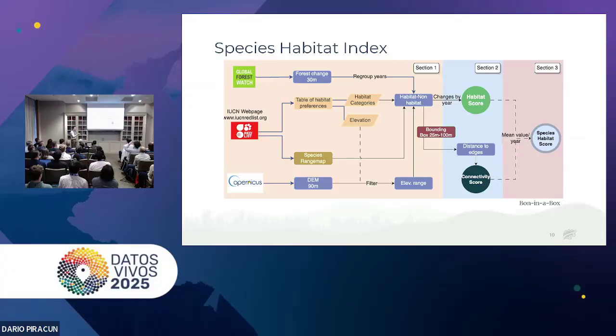And so I like going into flow diagrams. I think they're really interesting. So this is the baseline framework for the BON in a Box platform. So you have the IUCN range maps, and you have Copernicus to get a DEM. So we're using that to filter out a potential range of habitat and non-habitat for species of interest. Use Global Forest Watch data to determine where is this forest loss or regeneration. And then for every year of interest, you can then go to the next step for section 2 of estimating how much habitat there is, what is the connectivity of this habitat, and then aggregate that into a final score.